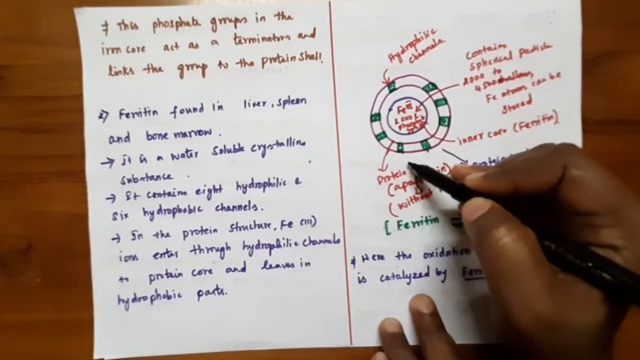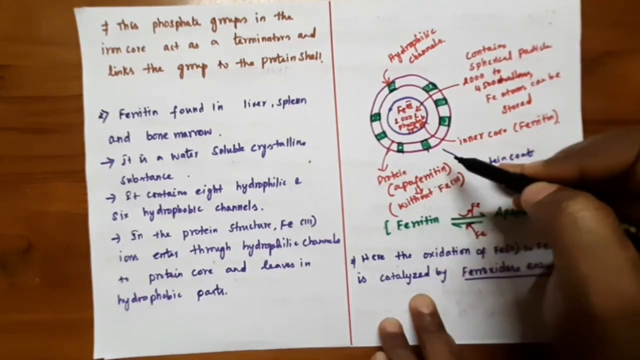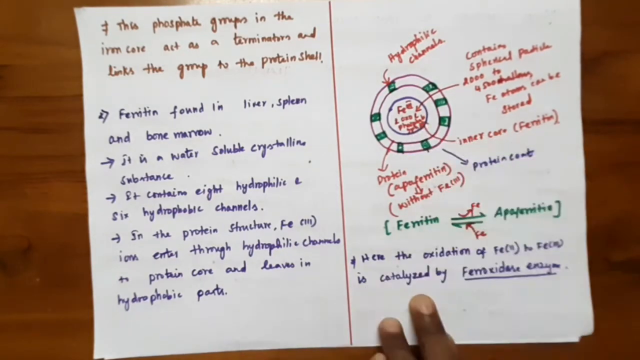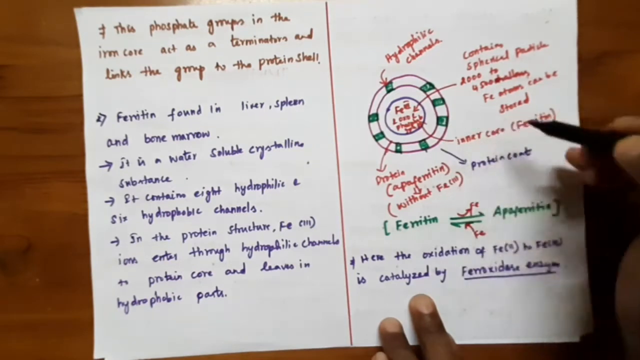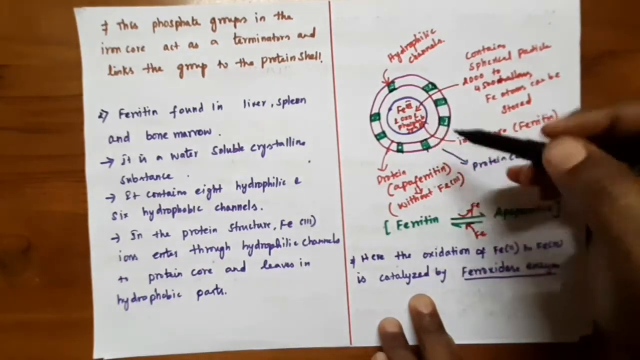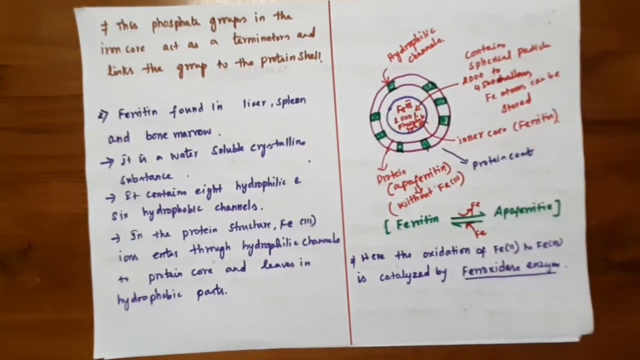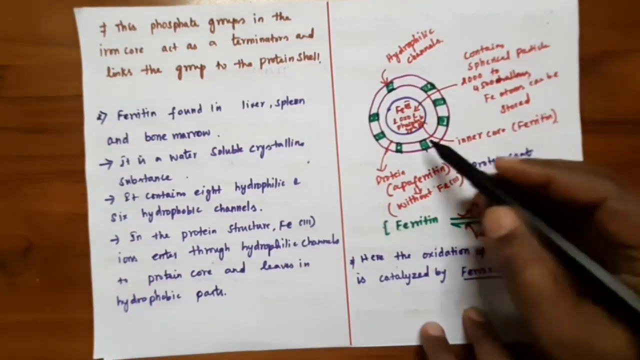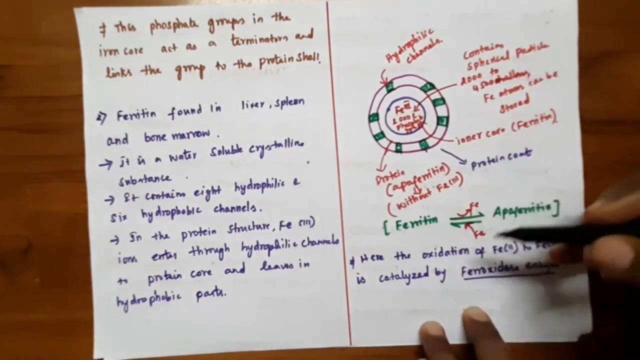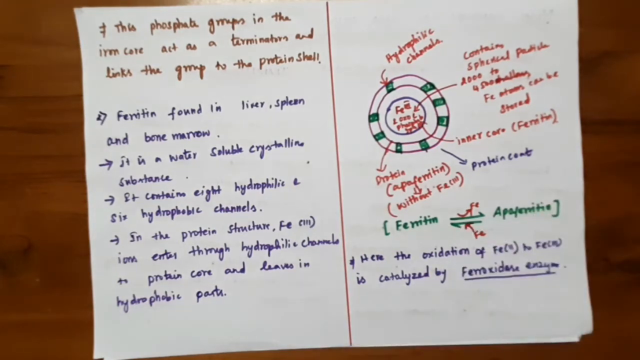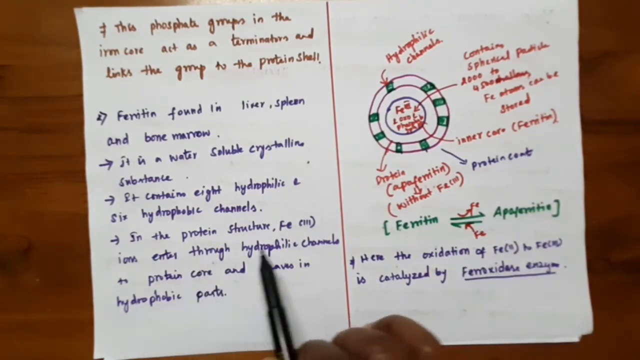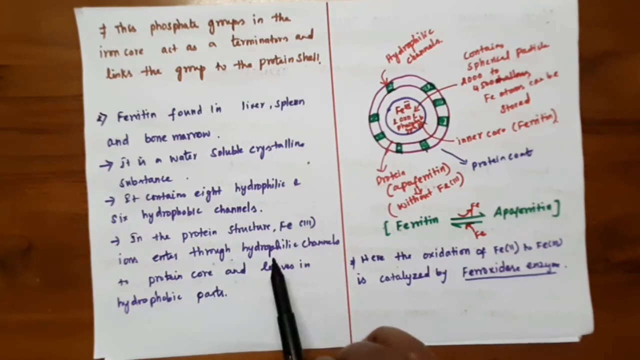Fe2 molecules get transferred from the blood to the ferritin structure. As soon as it enters the ferritin part, it gets oxidized. Fe2 gets oxidized to Fe3 with the help of the ferroxidase enzyme. In the protein structure, Fe3 ions enter through the hydrophilic channels to the protein core and leave the hydrophobic parts.